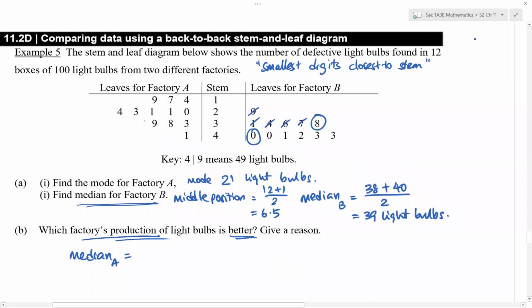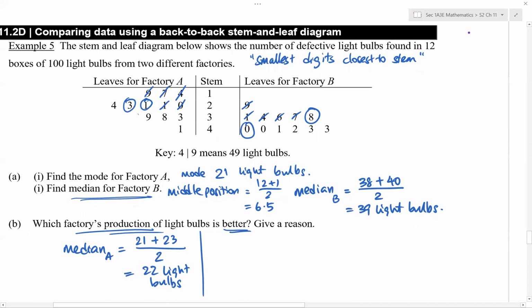So the same 12 boxes, looking at position number 6 and position number 7, starting from the smallest, start counting. 1, 2, 3, 4, 5. This is number 6 and number 7. So we're going to be taking the average of 21 and 23. Not 3 and 1, 21 and 23. So divide this by 2, we get 22 light bulbs.